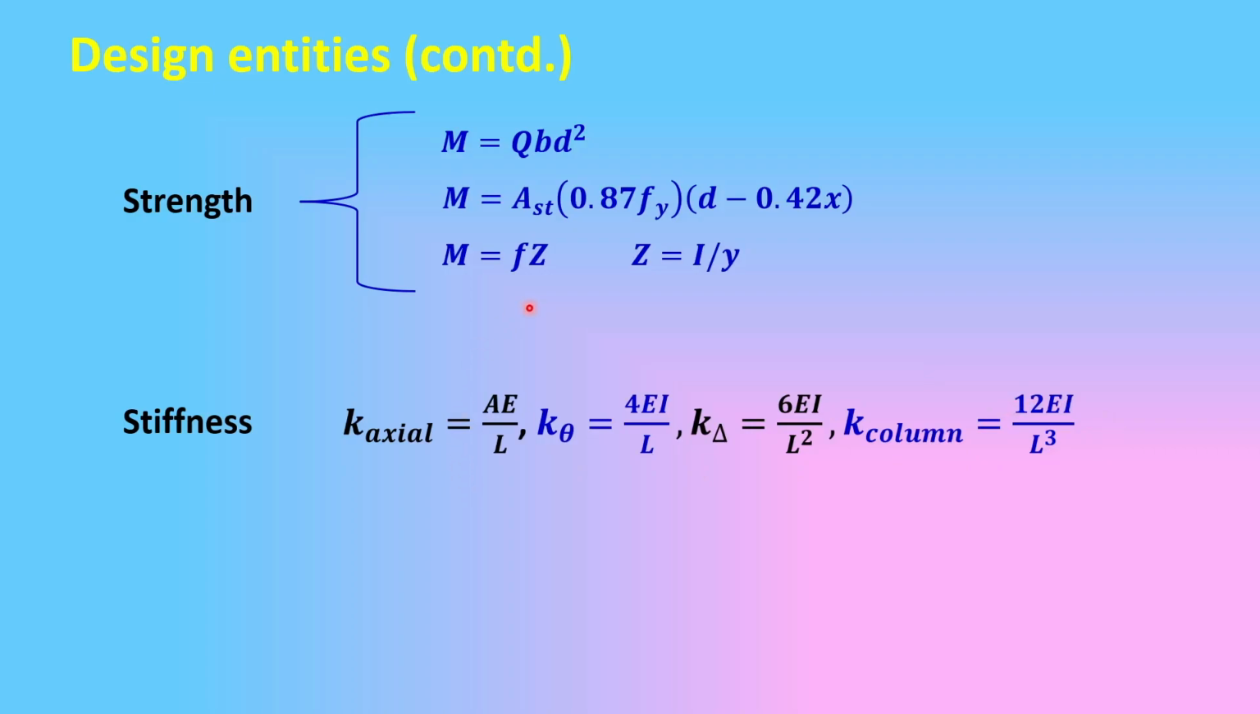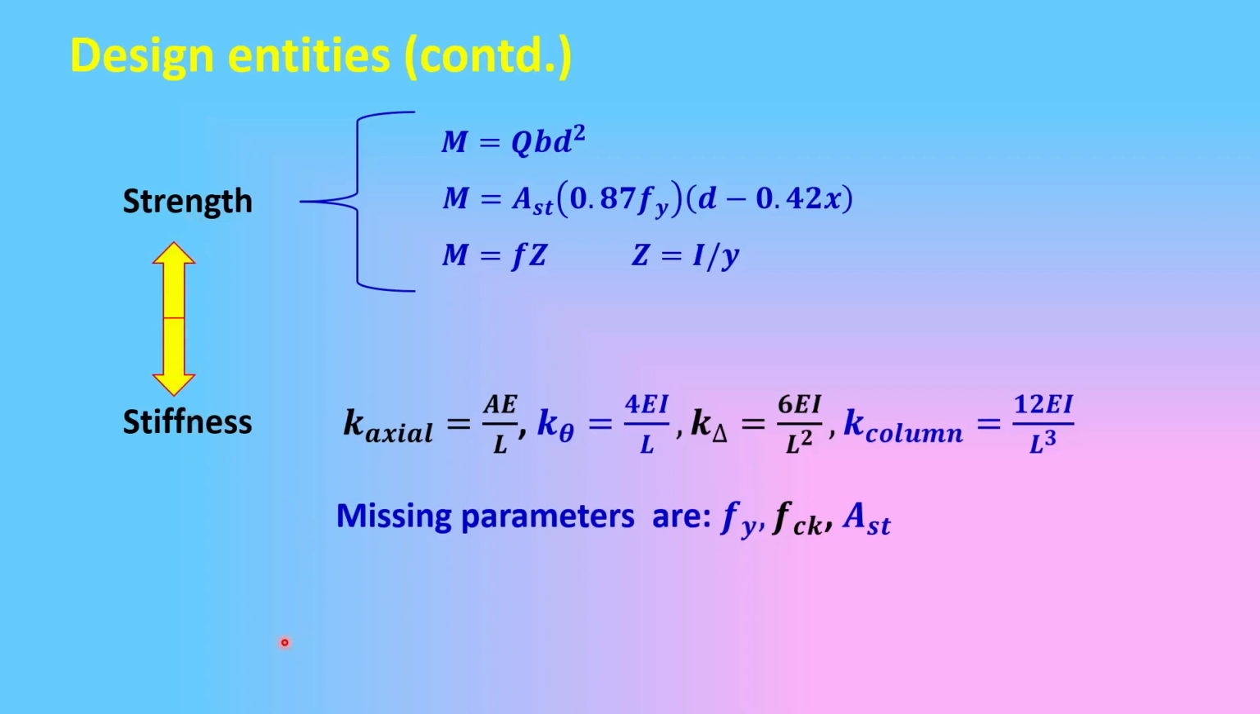So the question is whether they are related or not, whether stiffness and strength will be related. In the stiffness, Fy is missing, Fck is missing, Ast is missing, and the new thing you are getting is the length of the members. So whether they are related to each other or not, whether one is affecting the other, that is our question. For that purpose, we seek the help of the moment curvature diagram.